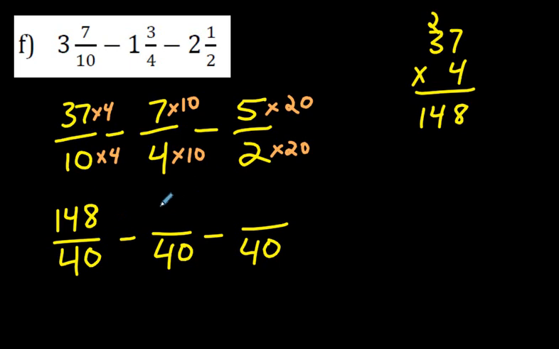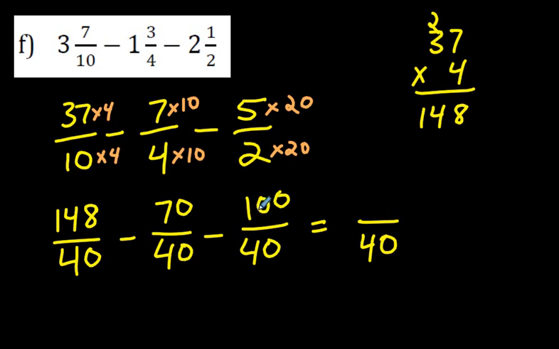And over here we have 7 times 10 is 70. And over here we have 5 times 20 is 100. Wow. Look at that. This question is not pretty. Okay. To speed things up, I'm just going to say 148 minus 70 minus 100.